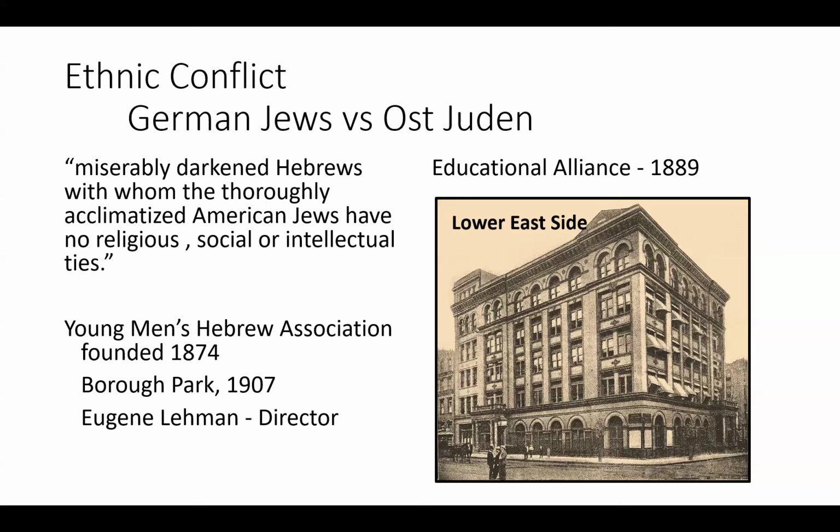Well, more institutions were built. Here we see the Educational Alliance. This was established by the German Jews in the Lower East Side to civilize the Eastern European Jews, teach them trades, teach them how to speak proper English.